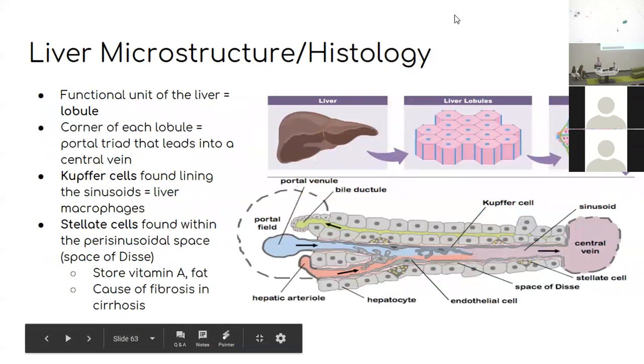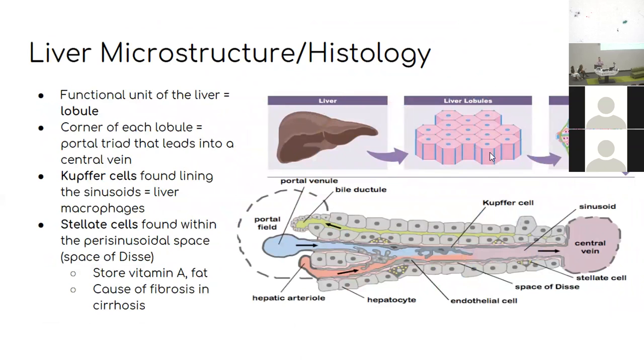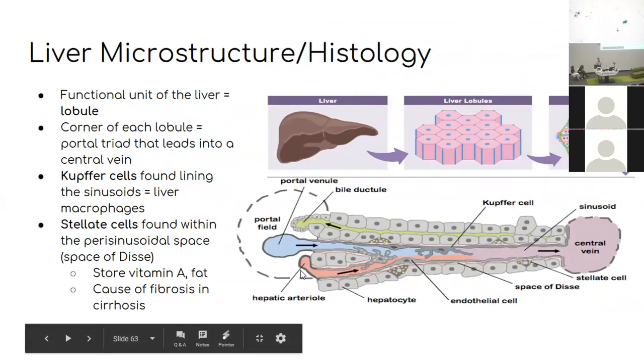So looking more at the microstructure and histology, the functional unit of the liver is the lobule. So there's little hexagons here. In the center of each lobule, you'll have a central vein, and then at the corners is where you'll find your little portal triads. Your portal triads being the portal vein, bile duct, and hepatic arteriole.